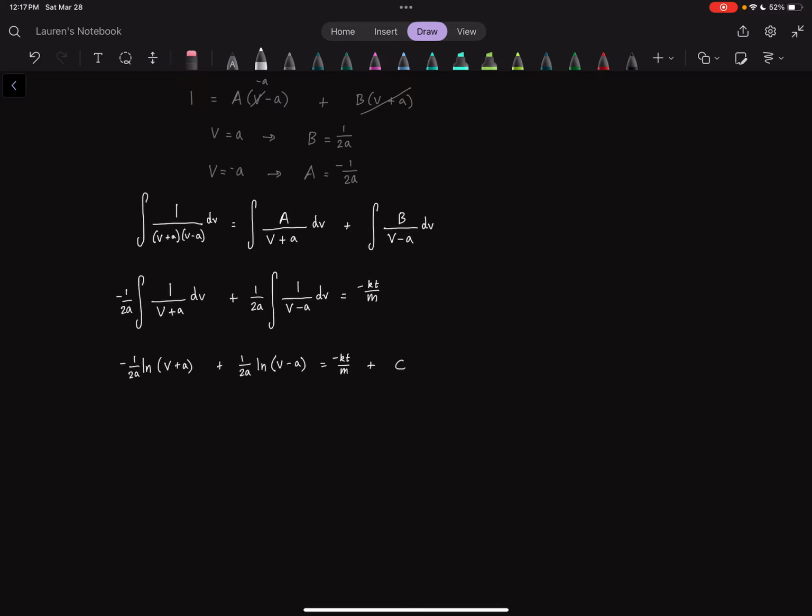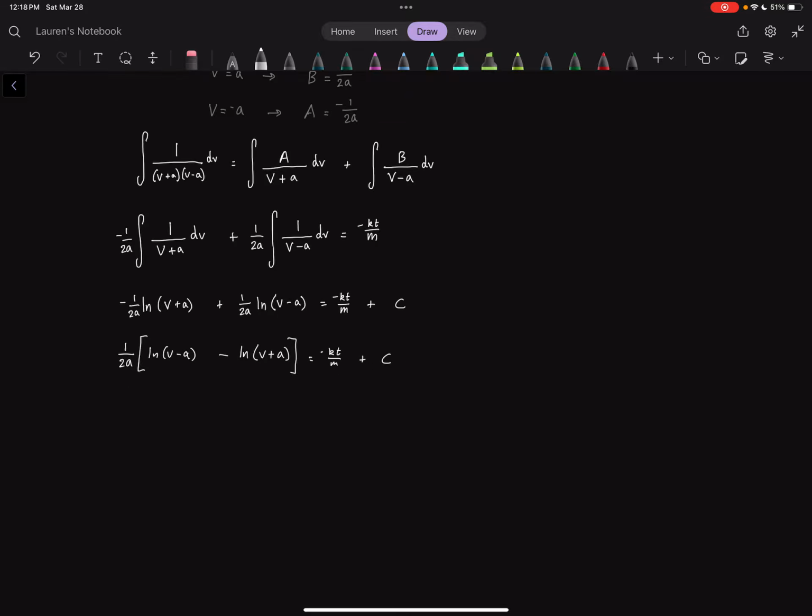So using the rule of natural logs, we can pull out a 1 over 2a here, and if we do that, then we get natural log of (v minus a) plus minus natural log of (v plus a) equals negative kt over m plus C.